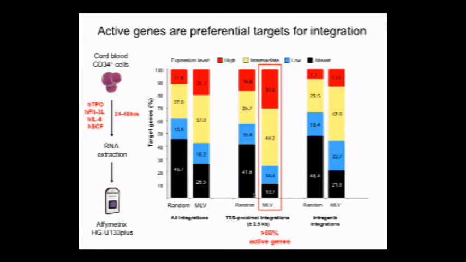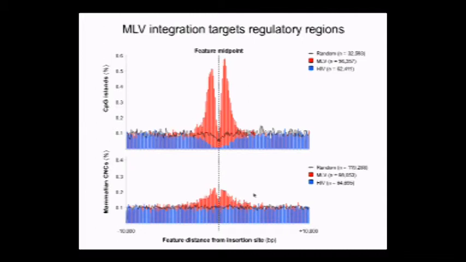So promoters are occupied, genes are transcribed, and not only do the vectors go where promoters are, but also where other regulatory regions are. These, for instance, are CpG islands, or conserved non-coding sequences, evolutionarily conserved non-coding sequences.